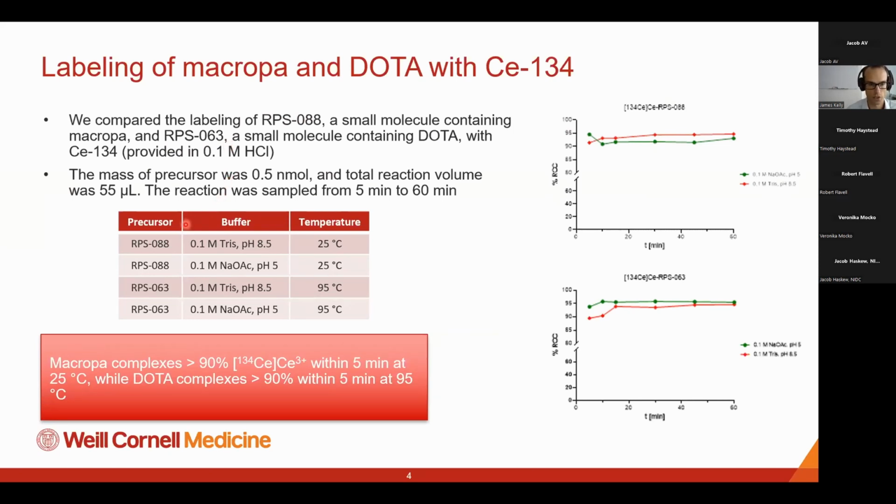So as is shown in this table, we looked at both acidic and basic mobile phases. In the case of the macropa containing compound, we looked at room temperature. And in the case of the DOTA compound at 95 degrees C. And as the graphs on the right will indicate, in both cases, we get very high levels of complexation after just 5 minutes, showing that labeling with cerium-134 is highly practical for small molecule ligands.